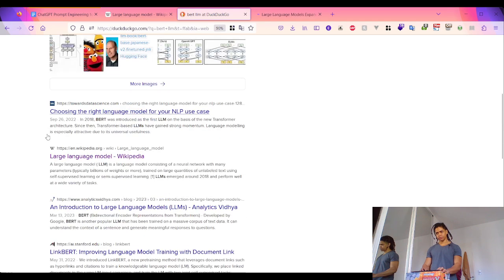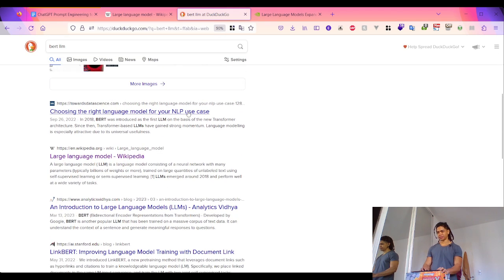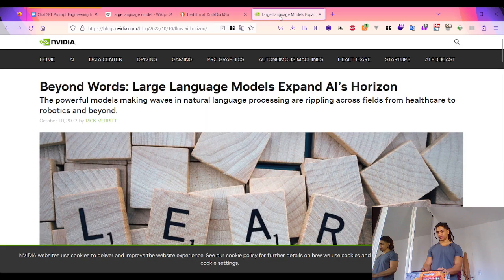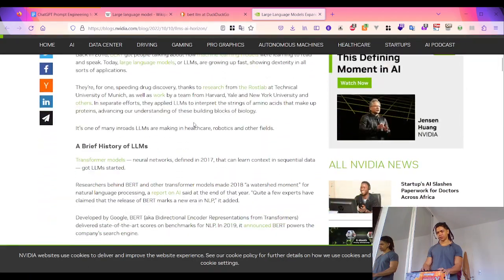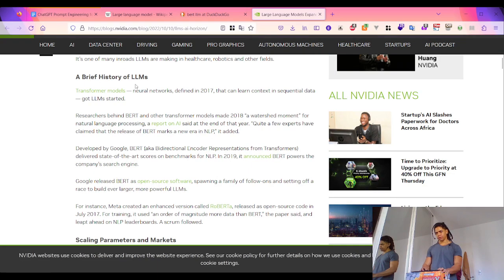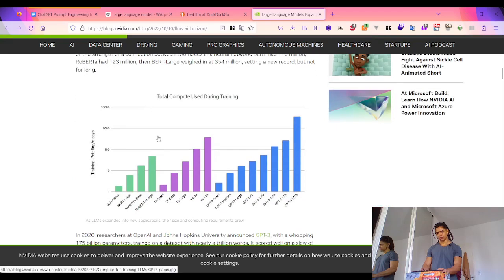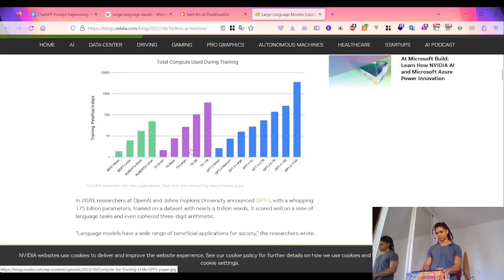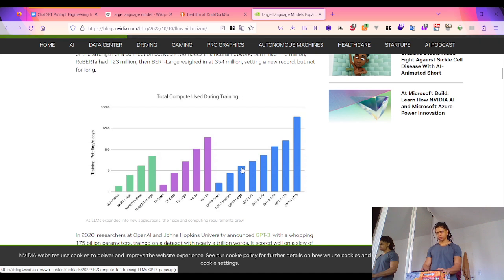Expand your horizon. There is no single right model. There is a model that can fit your needs. That's what happened. A brief history of LLMs: scaling parameters and market, total compute used during training.